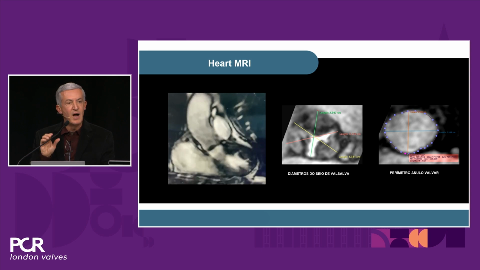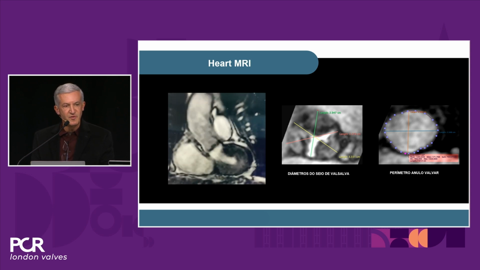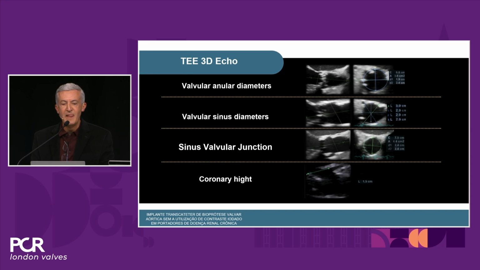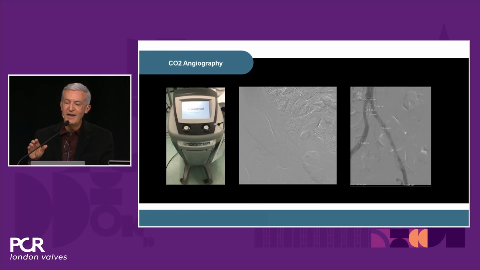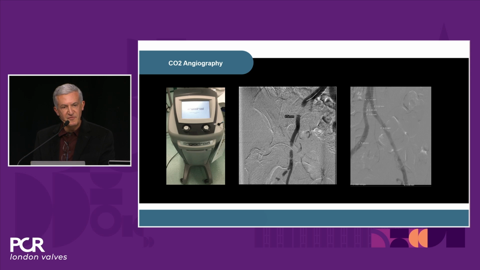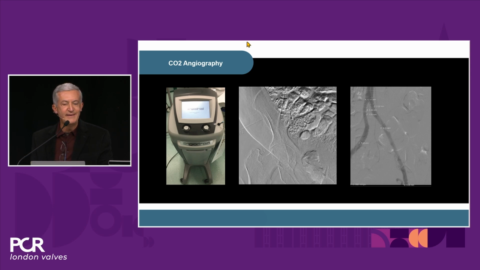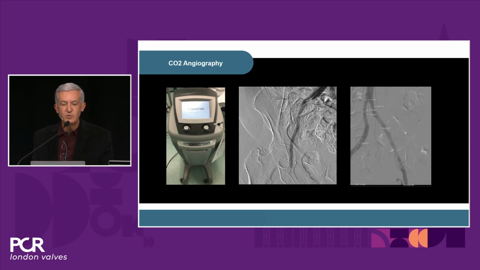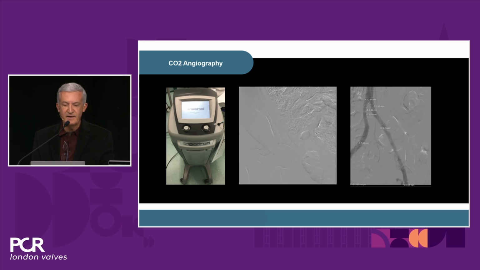We also performed MRI, which will give you more information and some diameters and help us with sizing in terms of perimeter and diameters. Also, we use TE prior to intervention, so we measure the valvular annulus diameters, the sinus of Valsalva diameter, the sinotubular junction, and coronary height. So we try to collect as much data as possible without using any contrast at all. And finally, we are using CO2 angiography to evaluate the access, not only calcium distribution with non-contrast CT, but also to be able to measure diameters of the iliac and femorals.